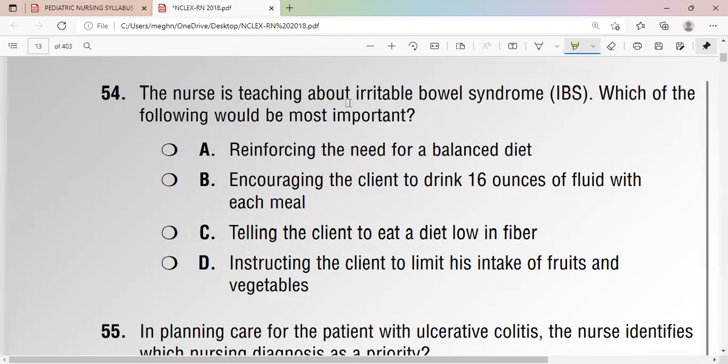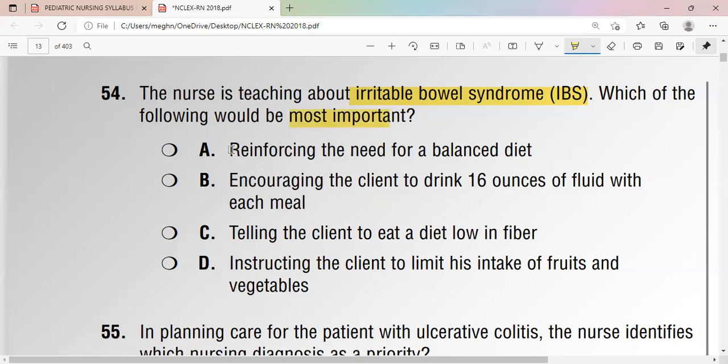Next, the nurse is teaching about irritable bowel syndrome, shortly called IBS. Which of the following would be the most important? Number A, reinforcing the need for a balanced diet; B, encouraging the client to drink 60 ounces of fluid with each meal; C, telling the client to eat a diet low in fiber; and number D, instruct the client to limit his intake of fruits and vegetables. So my patient is diagnosed with irritable bowel disease. Which of the following would be most important?